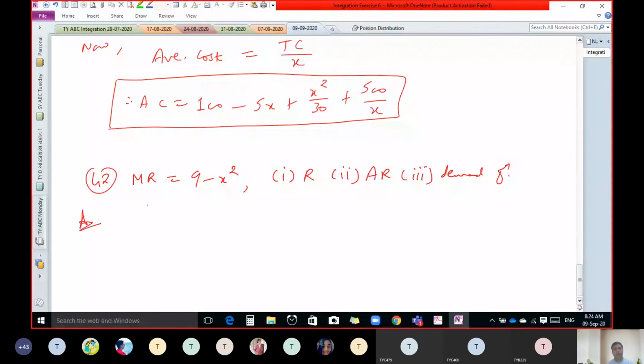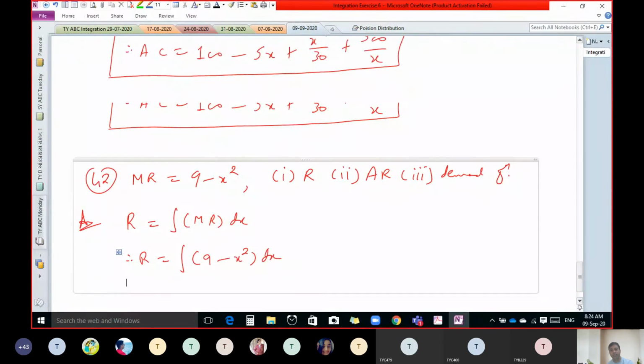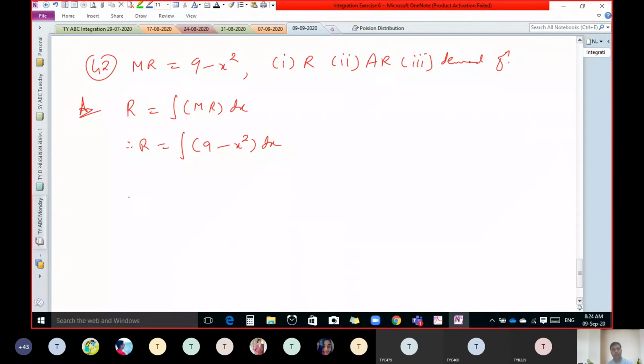So the answer: marginal revenue is given. We want to find out revenue. Revenue is nothing but integration of marginal revenue. So it is integration of 9 minus x square with respect to x. So it is integration of 9 minus integration of x square. Sir, it's 9 minus 4x square. Oh, you are right. Thank you. 9 minus 4x square.